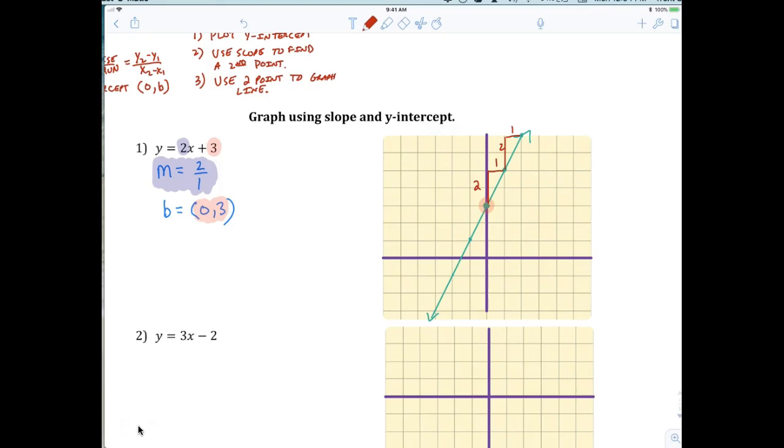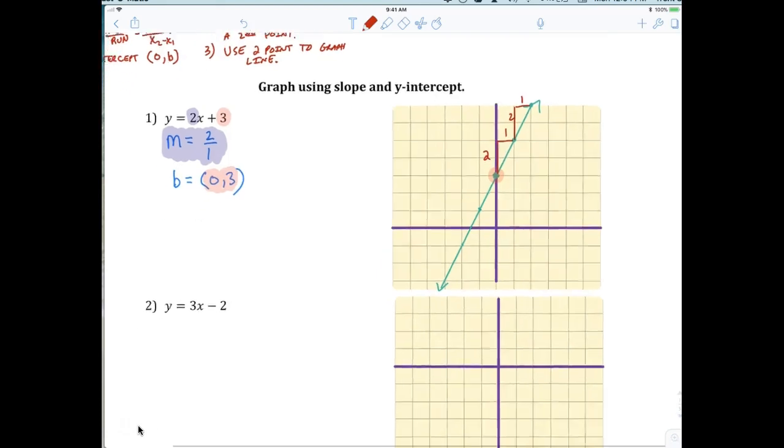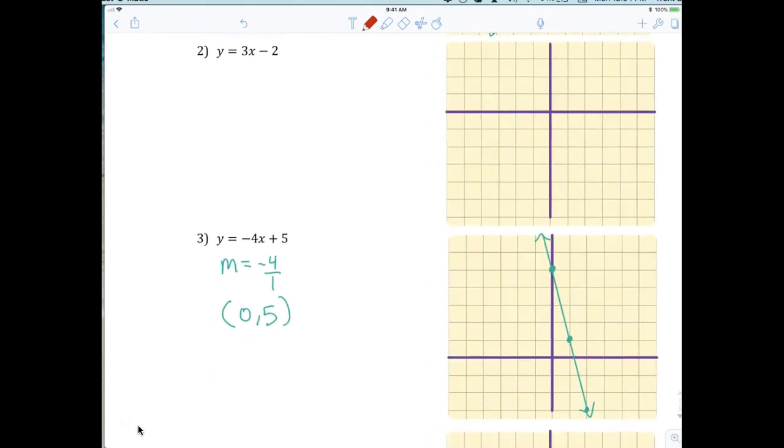Let's take a look at question number 2. The most important thing is you write down m equals, what is our slope, Ben? 3 over 1. And what's our y-intercept, Ben?